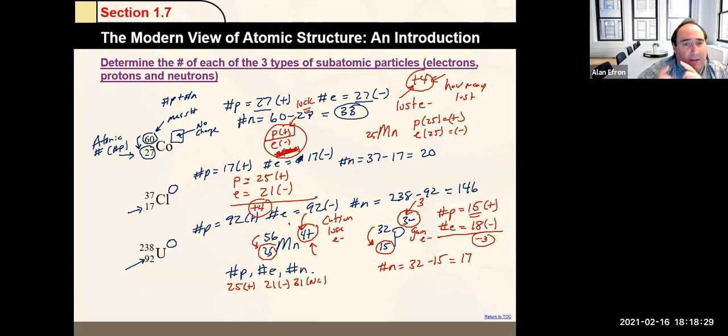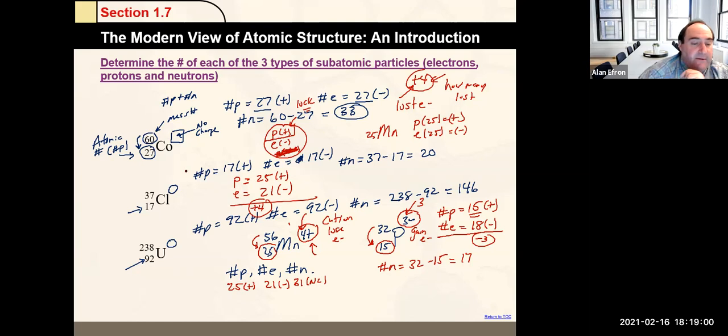And how many it lost or gained is equal to the actual number that you see. So something with a +1 charge meant that it lost 1 electron from the neutral. Something with a -1 charge meant that it gained 1 electron. Something with a +12 charge, which you'll never see, meant that it technically would have lost 12 electrons from the neutral guy. Other questions on that? Other questions on this in general?